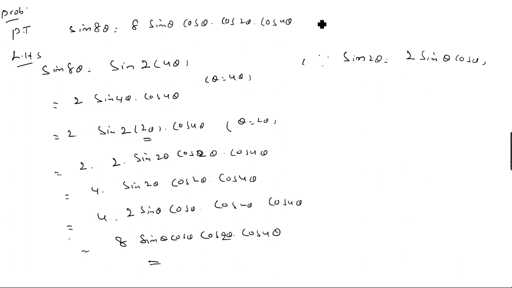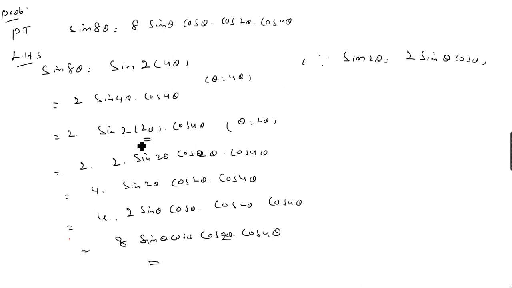So how do we do that? Sin 8 theta can be written as sin of 2 into 4 theta, 2 into 4 is nothing but 8. So this form is sin 2 theta, and this is nothing but theta. If we have sin 2 theta, what is the formula? 2 sin theta cos theta. Here theta equals 4 theta, so it can be written as 2 into sin 4 theta into cos 4 theta.